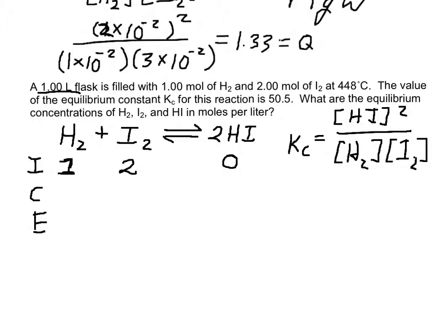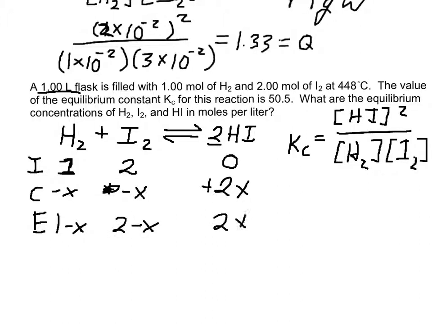So what I'm going to do is say that this is going to go down by x. This is also going to go down, oops, not plus, also going to go down by x. This is going to go up by 2x because of that little 2 right there. And so this right here is going to be 1 minus x, this right here is going to be 2 minus x, and this right here is going to be just 2x.